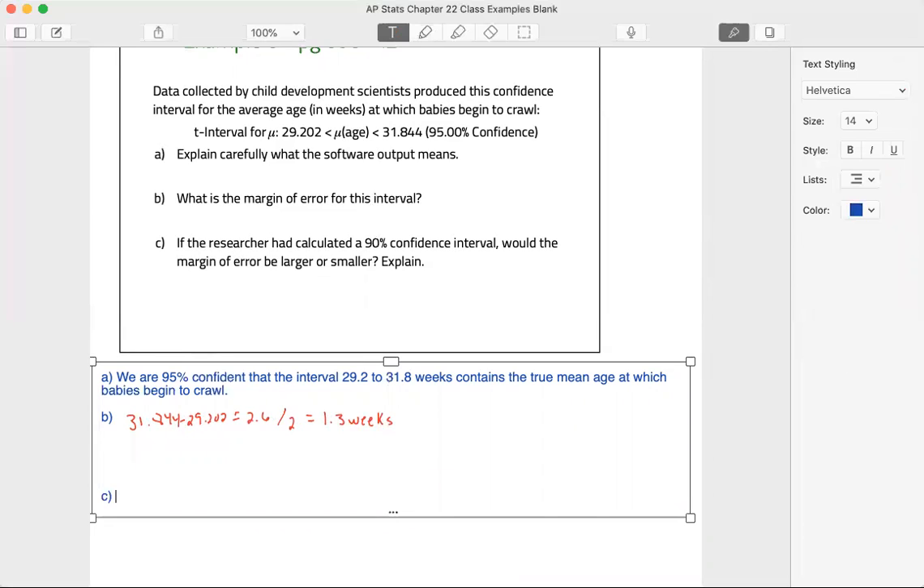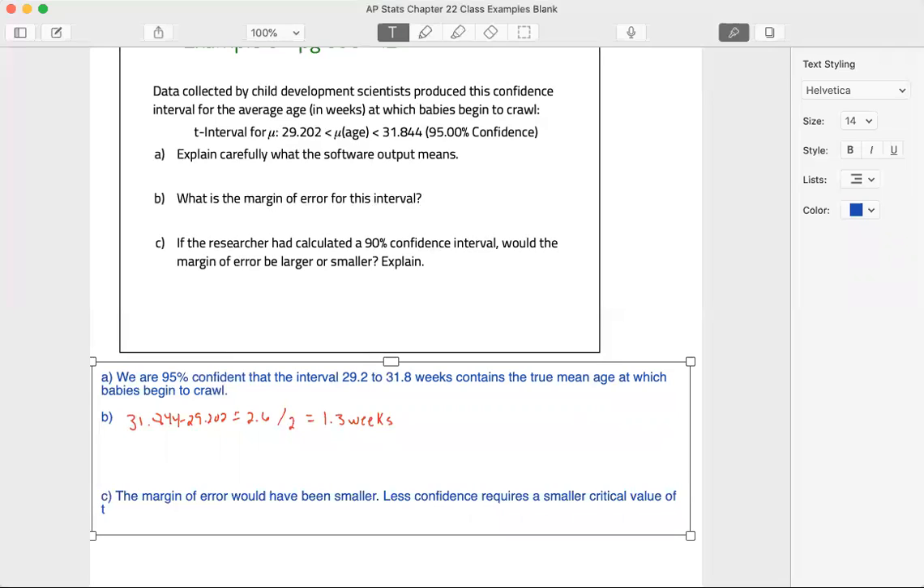Part C. It says if the researcher had calculated a 90% confidence interval, would the margin of error be larger or smaller? Well, the margin of error would have been smaller. Less confidence requires a smaller critical value of t, which decreases the margin of error.